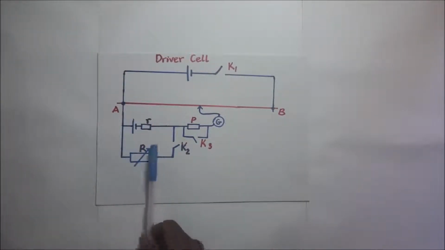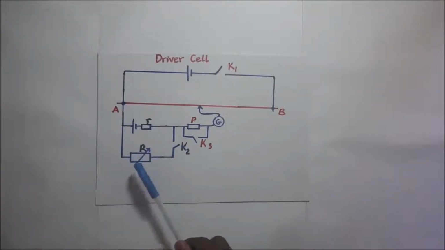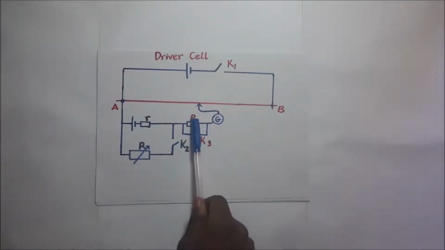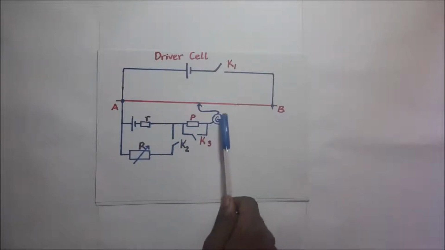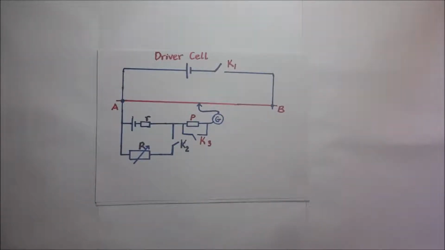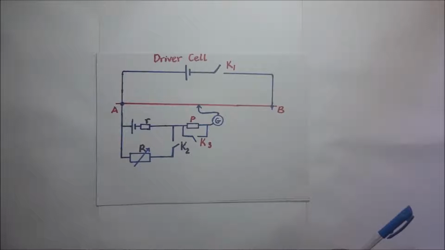Then we have a resistor whose resistance is variable. Then we have K2, K3, and then we have this protective resistor, which is meant to protect the galvanometer from excessive current. So there will be two major procedures here.